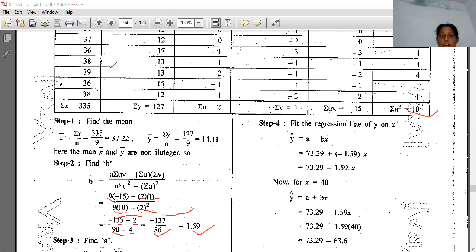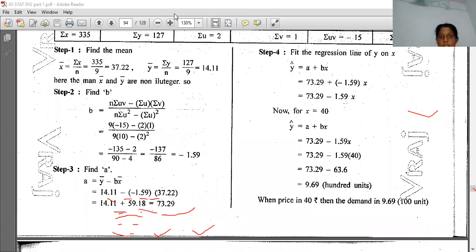Okay. Now let's see our next thing, that is A. So what is the formula of A? Formula of A is y bar minus b x bar. So children, what is the value of y bar? That is 14.11 and value of b is minus 1.59 and value of x bar is 37.22.